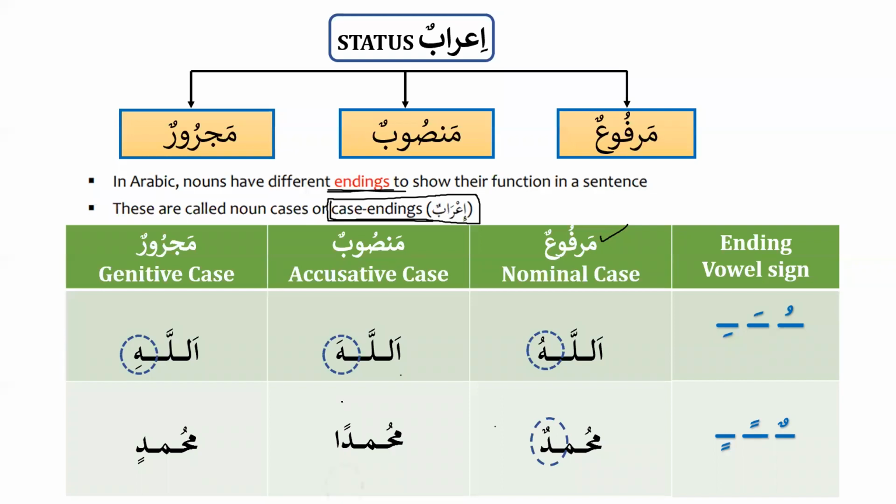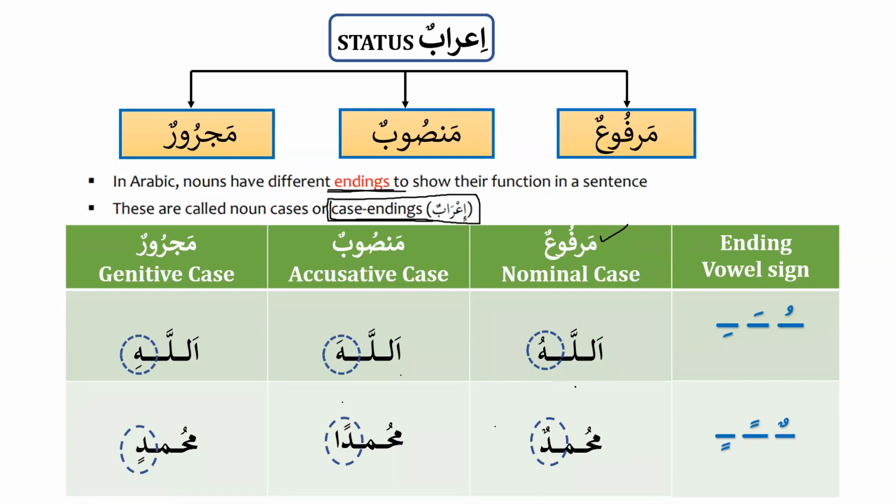Similarly, a noun can end with dhammatan, as we can see here, Muhammadun, and then we have Muhammadan, and then we have Muhammadin. Yes, please wait for a minute, because inshallah, when we look at the examples, it will be easy to understand what I'm talking about.